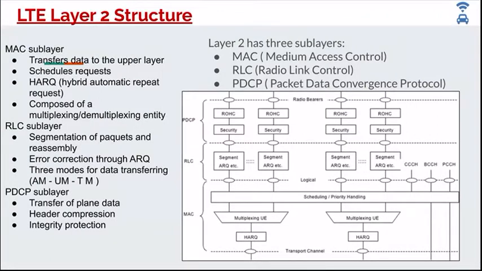RLC, radio link control, does the segmentation and reassembly of packets and corrects errors. PDCP, which is Packet Data Convergence Protocol, acts as a protector of integrity and security. It also transfers plain data, and it's a header compressor.